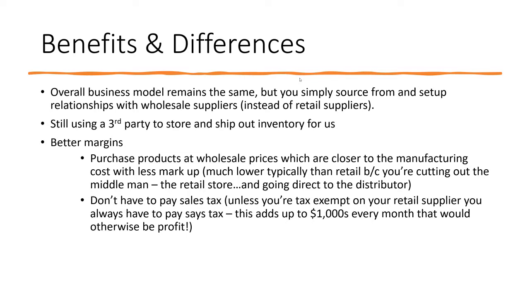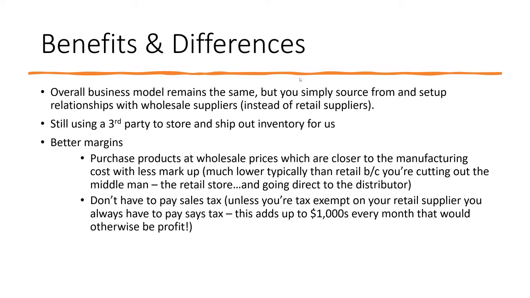Also, you're going to get better margins here. So when you purchase products at wholesale prices, it's typically going to be closer to the manufacturing cost and gives you a better margin, because there's a lot more wiggle room between the price you're purchasing at versus the MSRP and what it's typically sold for on Amazon, right? It's typically much lower than retail as well, obviously, because you're cutting out the retailer who's the middleman, right? The retail store, and going directly to the source, directly to the distributor, right?